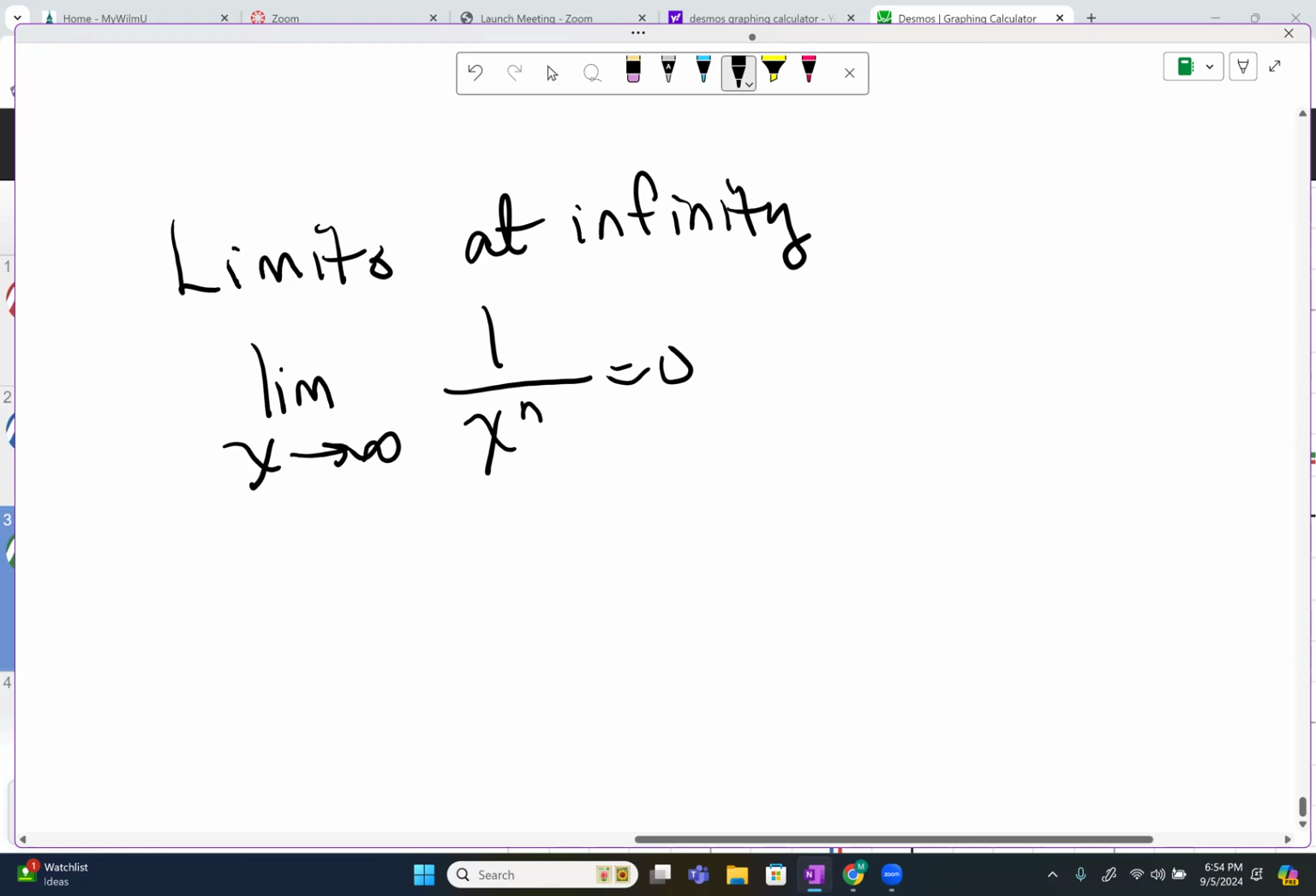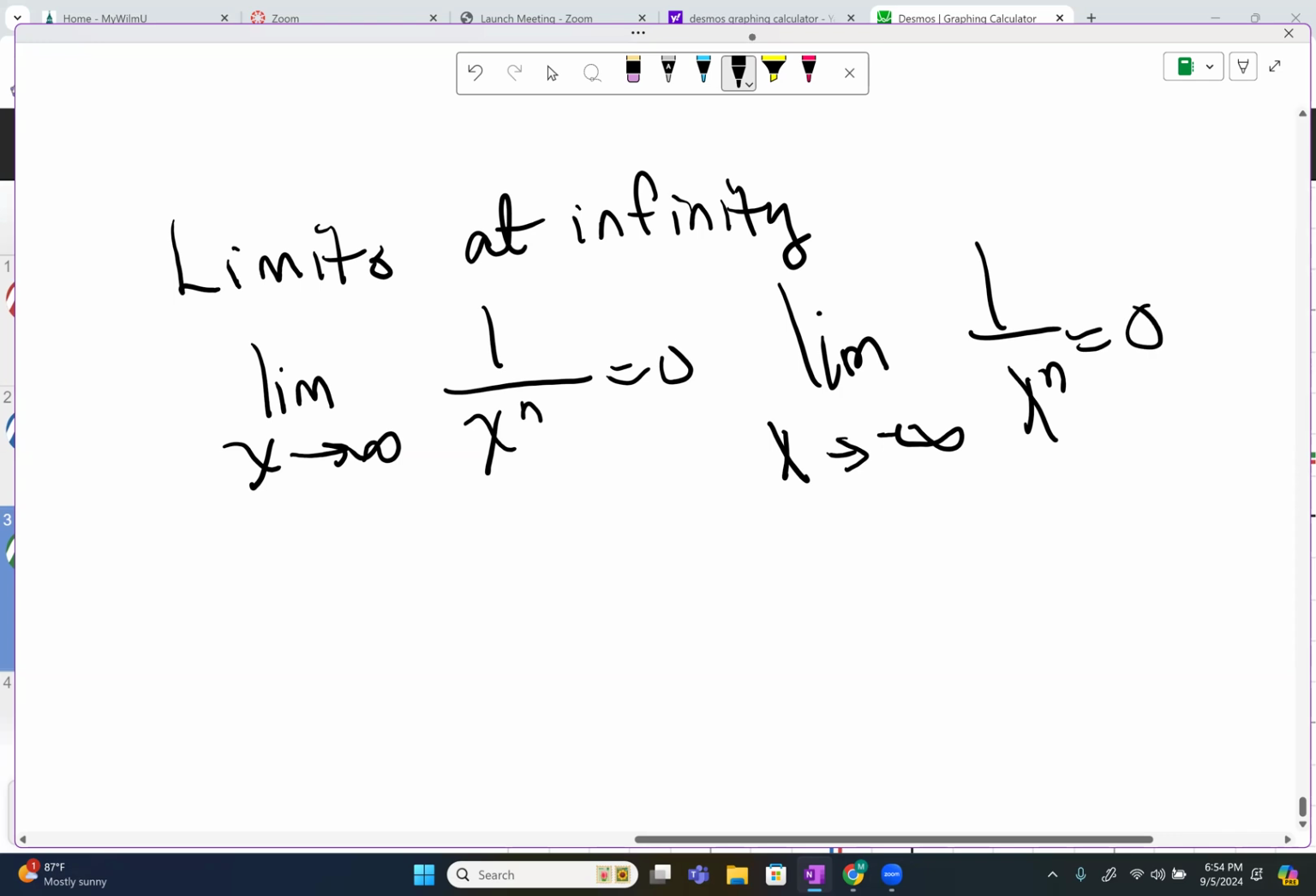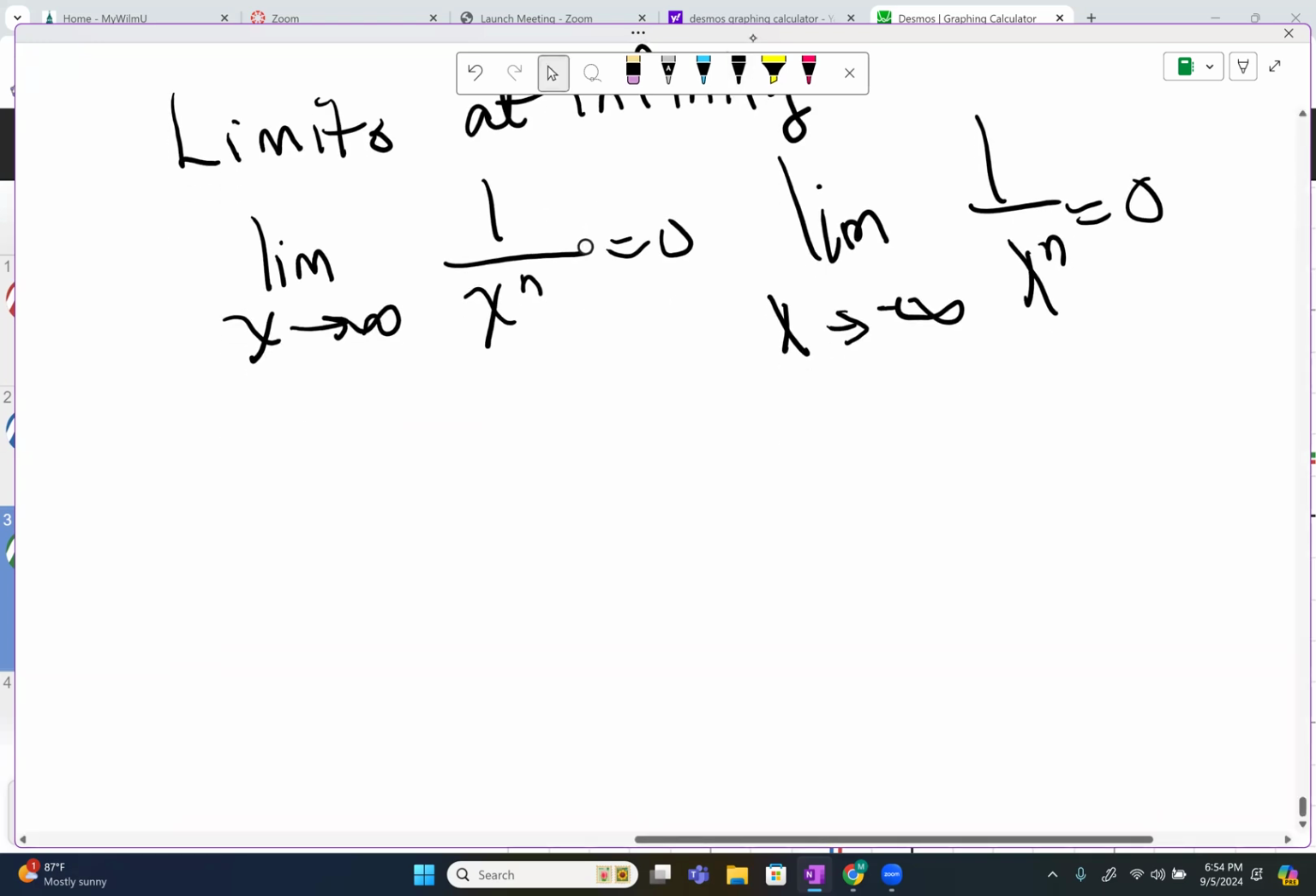And consequently, the limit as x approaches infinity from the left of 1 over x to the nth also reaches 0. And obviously the point is, as it becomes overwhelmingly large or small, it becomes unreachable. So let's look at the limit at infinity.